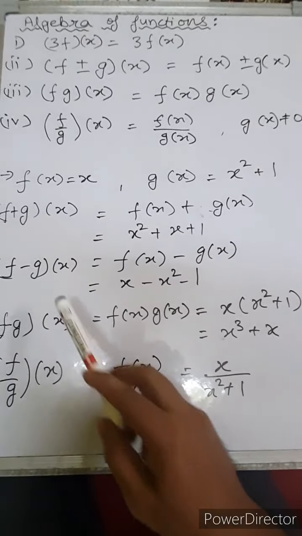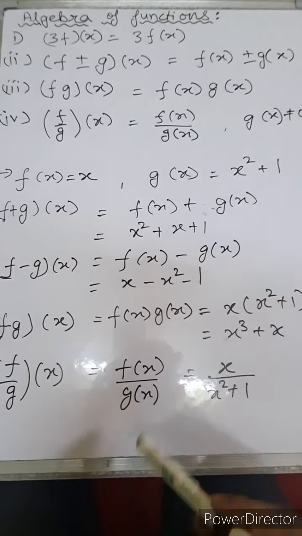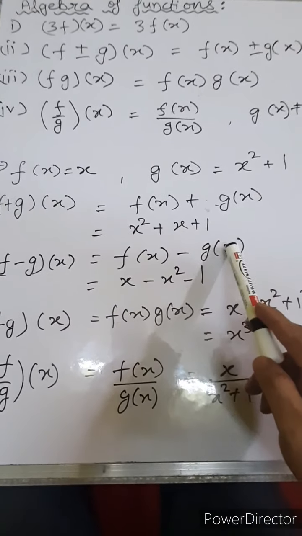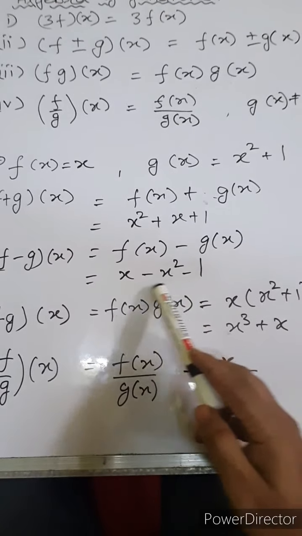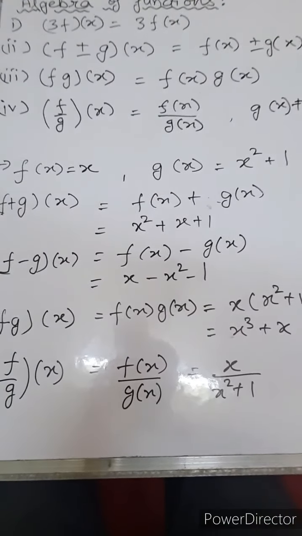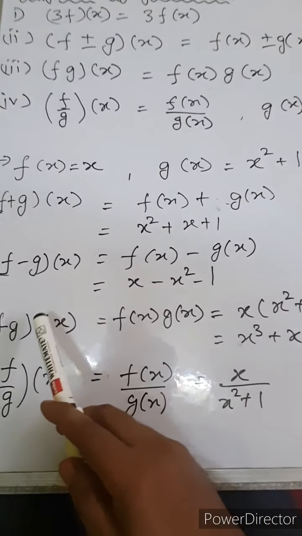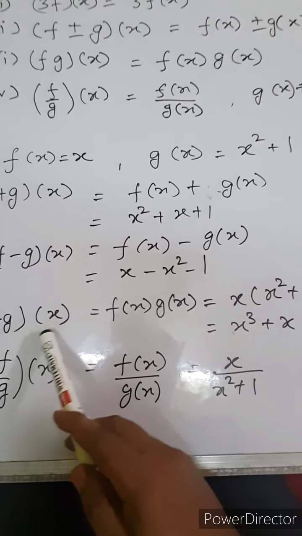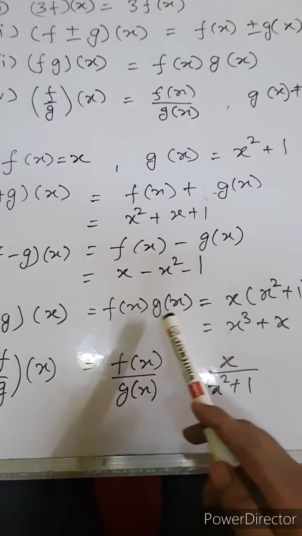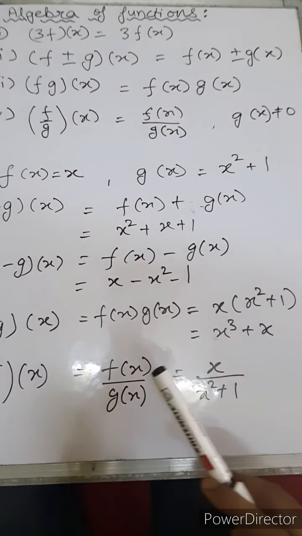Suppose you have to calculate the value of (f-g)(x). Then it is f(x) minus g(x). Then f(x) is x minus g(x). When you do this, the sign will change and it will become x minus x square minus 1. And third, (f·g)(x) is f(x) into g(x), and f(x) is x, g(x) is x square plus 1. When you multiply, you will get this value.